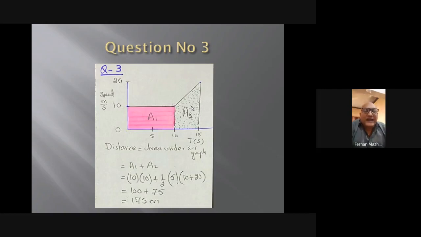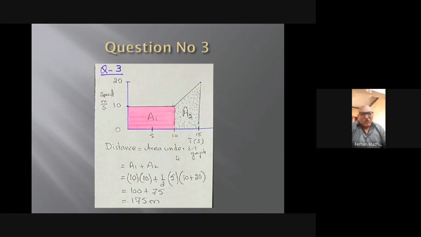Half into height into the sum of parallel sides. So this is the height of the trapezium, that is 5. One parallel side is 10, the other parallel side is 20. You just put the values. So it will be 1 by 2 into 5 into 10 plus 20. So you get 75. You add them, 175 meter.